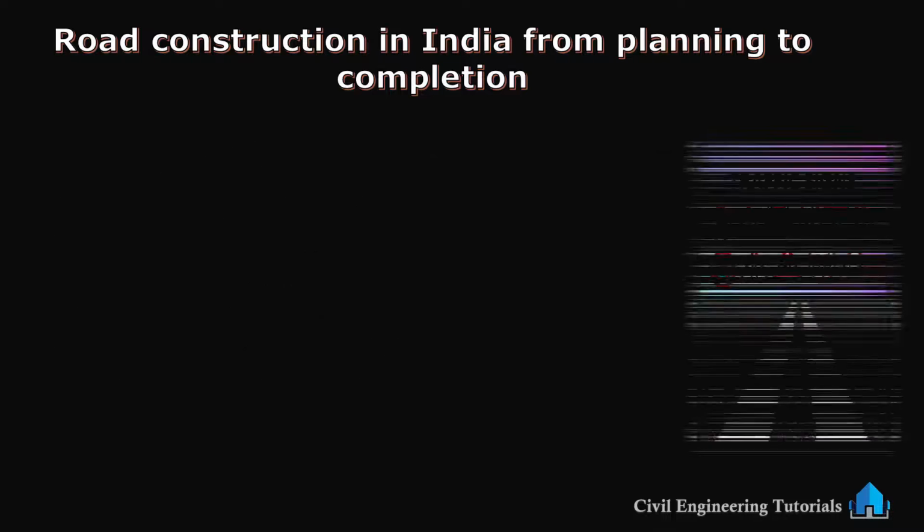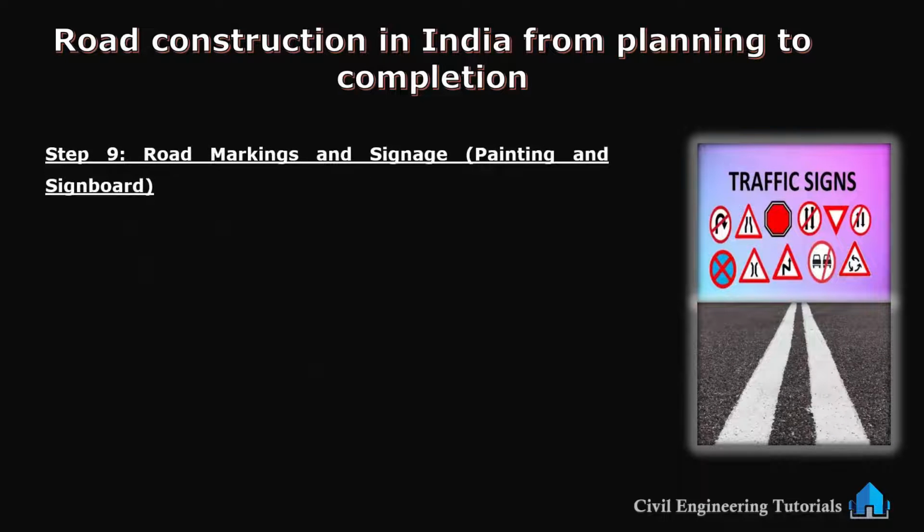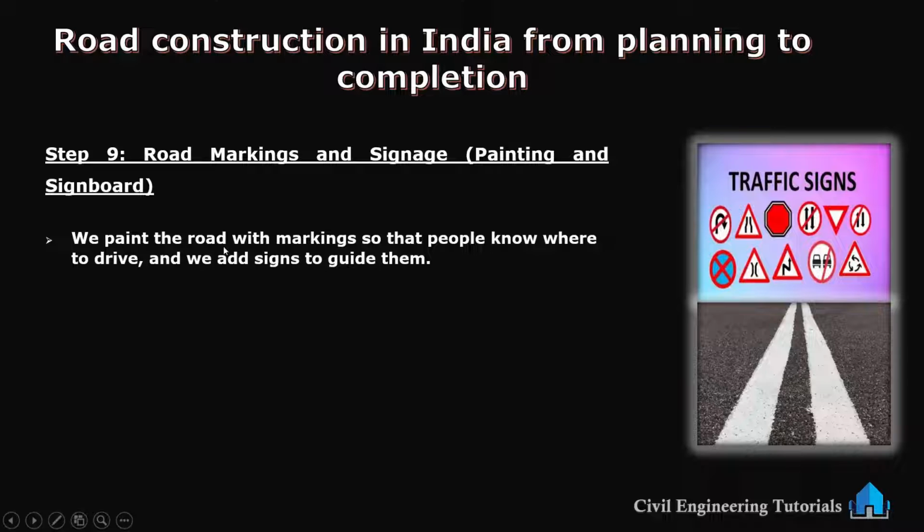This is step number 8. Now step number 9, road markings and signage, means painting and signboard. It is also very important, like traffic signals we need to provide. So we paint the road with markings so that people know where to drive, and we add signs to guide them.